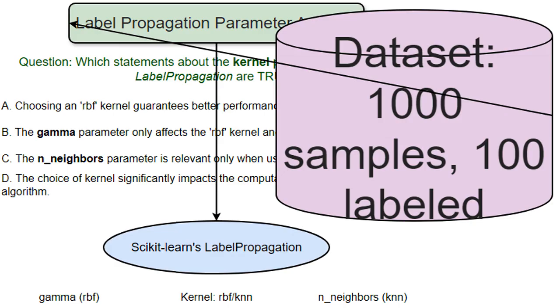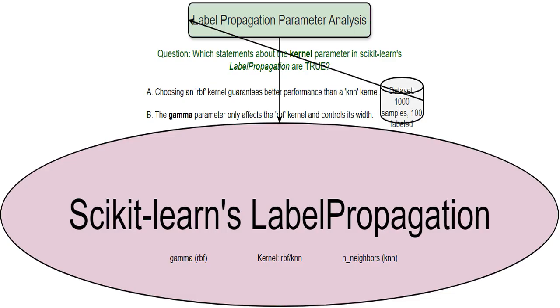The LabelPropagation algorithm will use the labeled data to predict labels for the unlabeled data, and the kernel choice will influence how this prediction happens. I'll be using scikit-learn's implementation of the LabelPropagation algorithm, a powerful tool for semi-supervised learning. This algorithm cleverly leverages both labeled and unlabeled data points to build a robust prediction model.